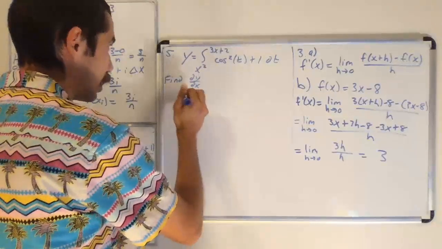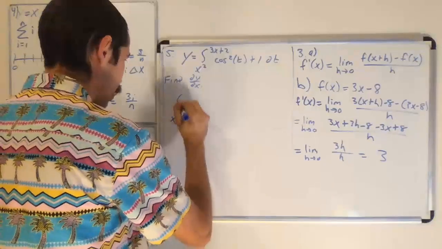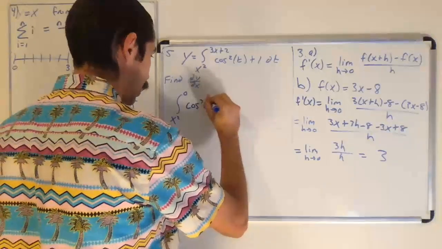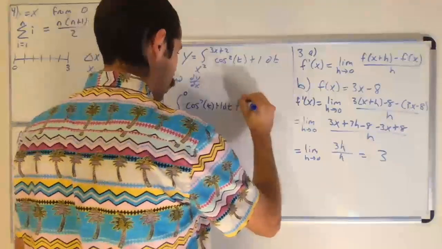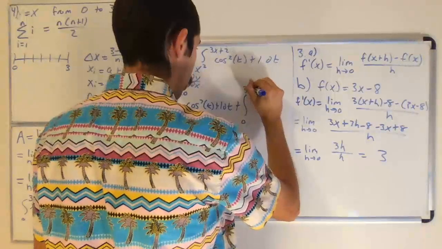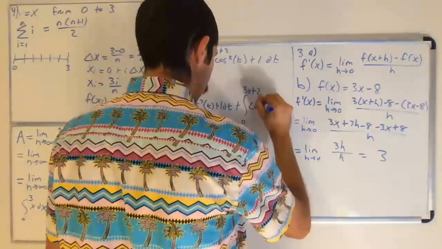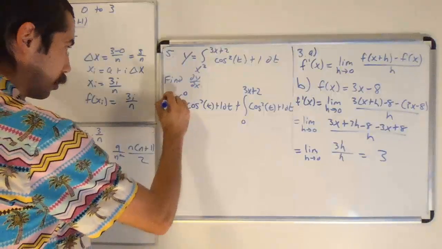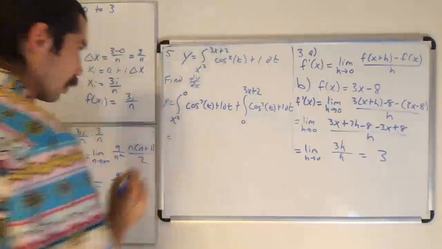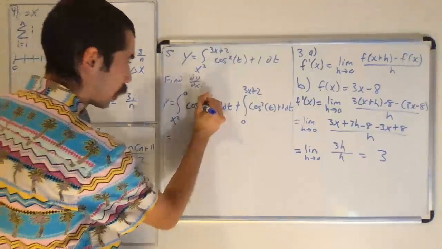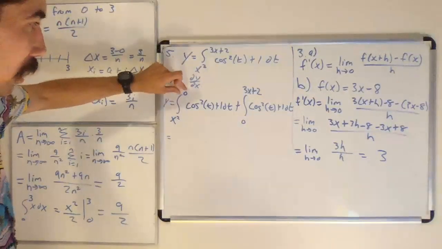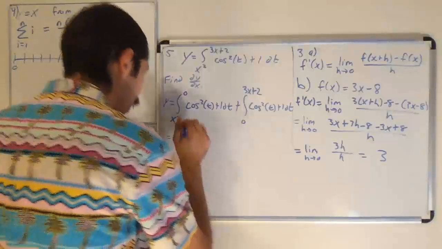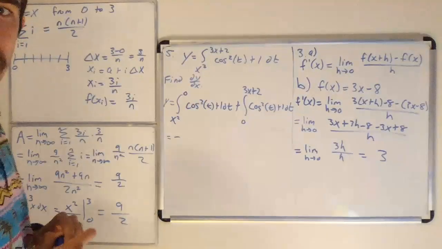So this is equal to the integral from x squared to 0 of cosine squared t plus 1 dt plus the integral from 0 to 3x plus 2 of cosine squared t plus 1 dt. Okay, so this is y. And in order to use the fundamental theorem of calculus part 1, we need to have our function of x in the top part of the integral and the constants below. So to do that, to flip the bounds, that comes at the cost of a negative sign.